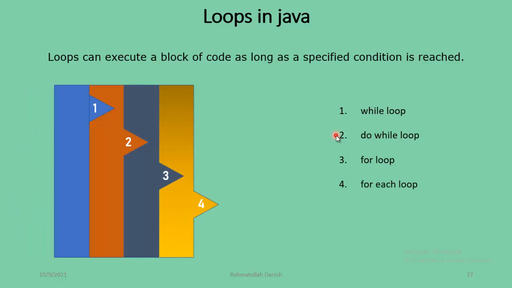We work practically on these 4 types of loops in this class and the next class. In this class we work on the while loop and do while loop, and in the next class we work on the for loop and for each loop. Let's jump to NetBeans and work practically on the while loop and do while loop.